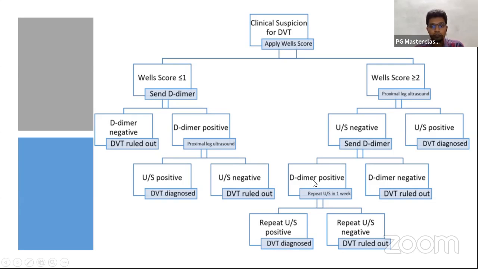If the D-dimer is positive and the ultrasound is negative after 1 week, then DVT can be ruled out. If the patient's ultrasound is positive in a patient with Wells score greater than 2, then DVT is straight away diagnosed. In a patient with Wells score greater than 2, having ultrasound negative and a D-dimer test negative, DVT can be ruled out.